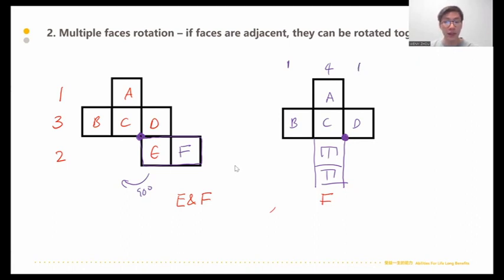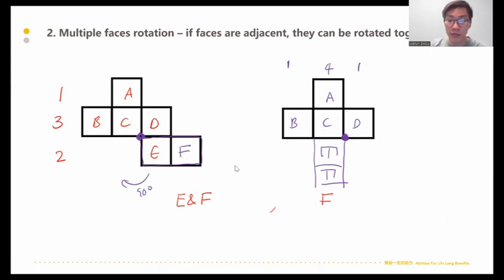So there are lots of different ways to rotate this 1-3-2 net to become a 1-4-1 net. Lots of you might be asking me, which one should I do? Which one's better? It depends question by question. Sometimes it might be better to move E next to C, but sometimes it might be better to move D next to F, or F next to D, sorry. So it really depends on each question which face we should rotate to get to the other one.